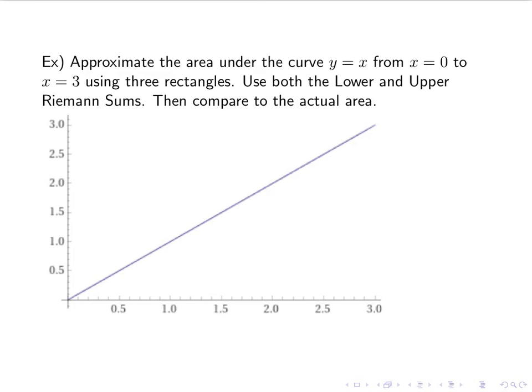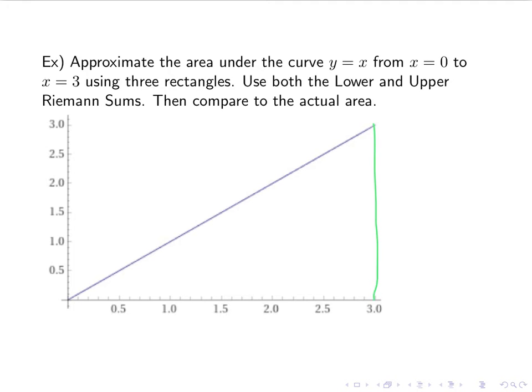So here we're going to approximate the area under the curve y equals x from x equals 0 to x equals 3, and we're going to use 3 rectangles. What we're going to do is use both the lower and the upper Riemann sums, and then compare to the actual area.